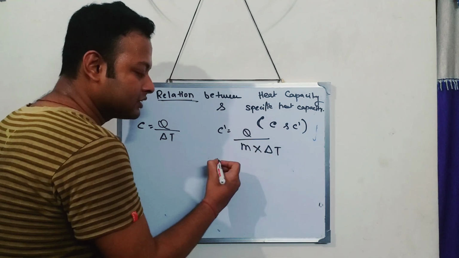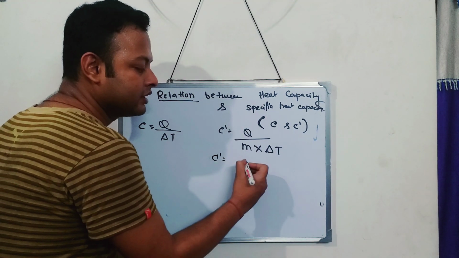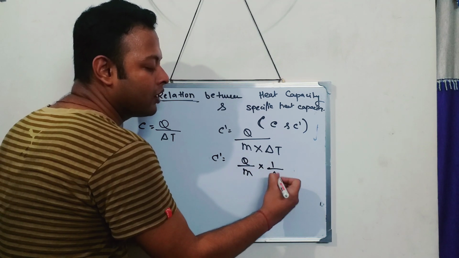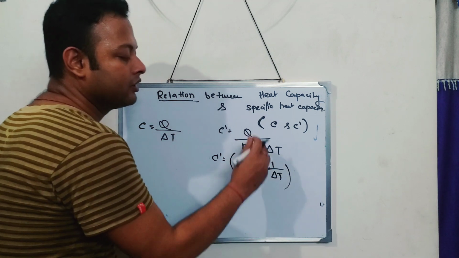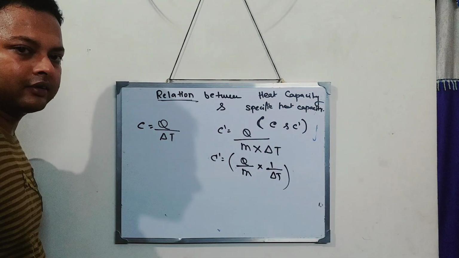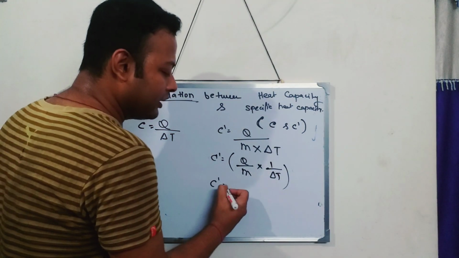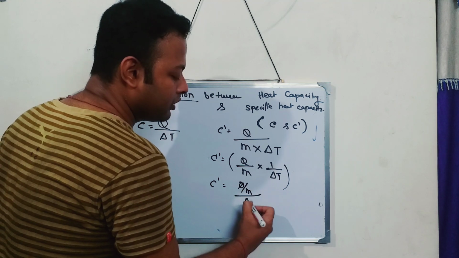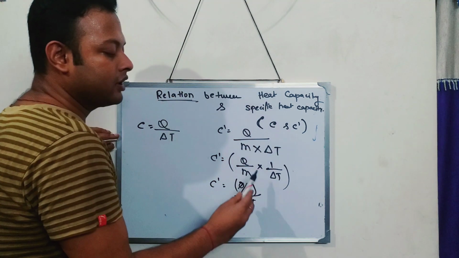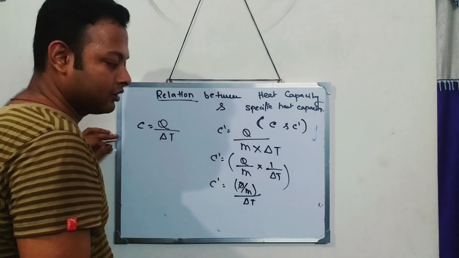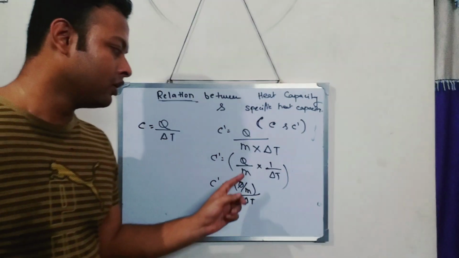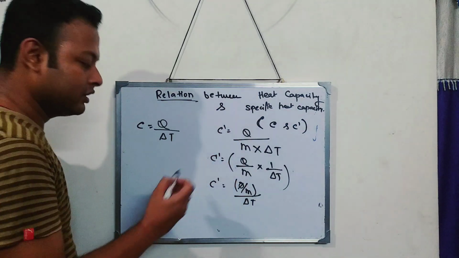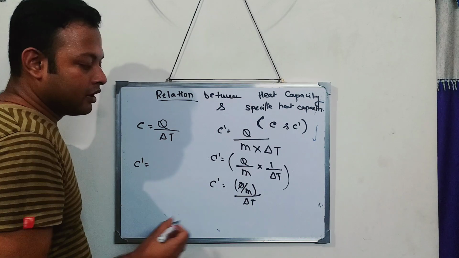Can I write this formula this way? C dash is equal to Q by M into 1 by delta T. I can write. Now think, can I write this formula as Q by M into delta T? I think you know a little bit of maths also, because you can write this relation in this way also. And after this, what is Q by M?